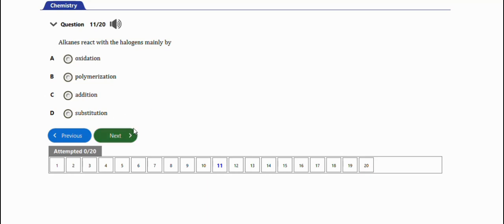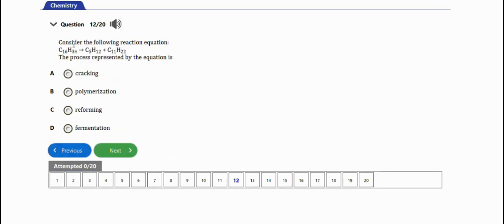Alright, so the next question says: consider the following reaction equation. The process represented by the equation is cracking, because a higher hydrocarbon is being broken down into smaller ones. So it's cracking, guys. Very important.